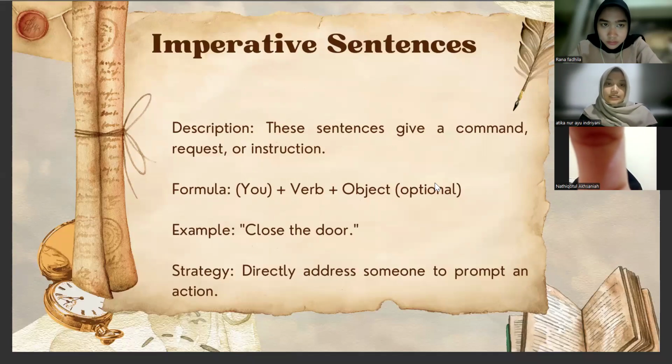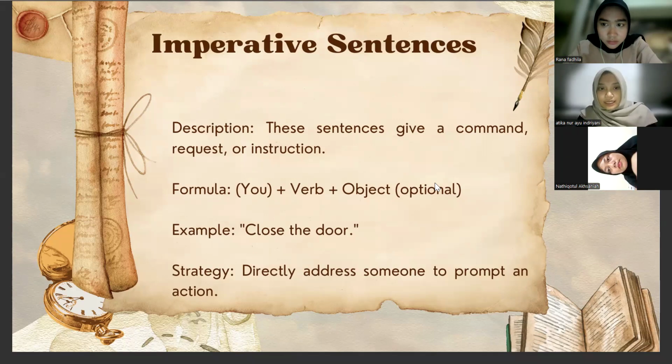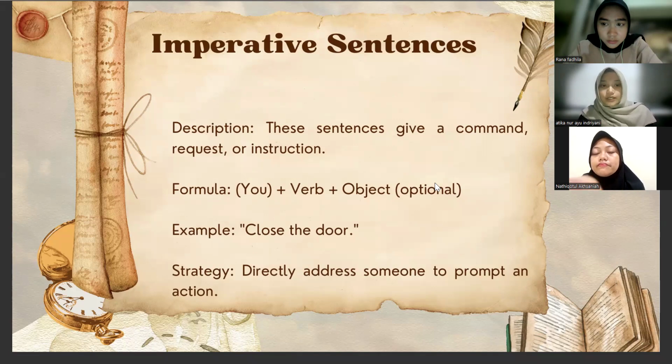Number 3 is imperative sentence. What is an imperative sentence? An imperative sentence is a type of sentence that gives a command, makes a request, or expresses a wish. It's like a bossy sentence that tells someone what to do. The formula of an imperative sentence is you plus verb plus object, optional. Typically, an imperative sentence doesn't have a specific subject. The subject you is implied.